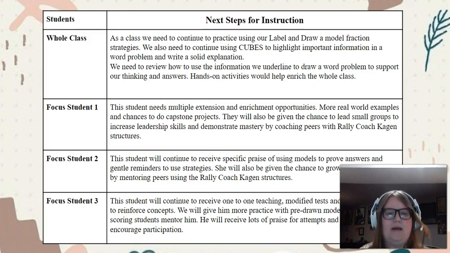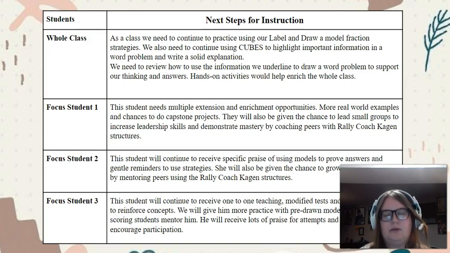He's going to be writing a report on where he sees fractions every day, and then he's going to create a presentation as well. And then he will be the leader of some of our small groups when we do math CTBA reviews to peer coach using that rally coach Kagan structure. Student number 2 will also be given the chance to grow leadership skills by mentoring peers using rally coach, and will be another one of my group leaders when we start reviewing fractions for the assessment.